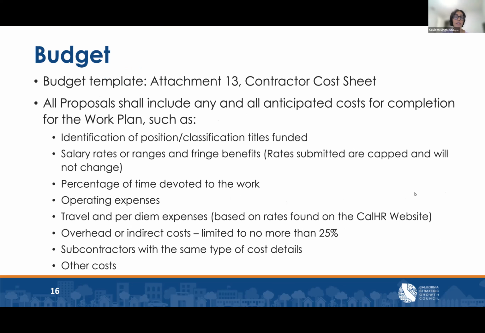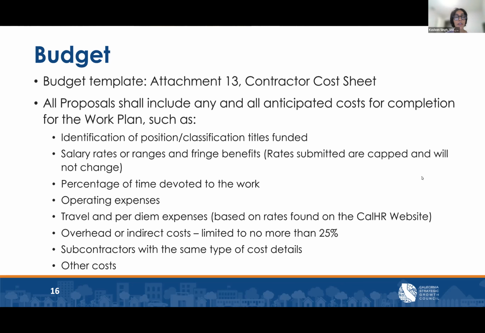Attachment 13 provides a budget template, which bidders can modify to fit their needs. All proposals must include all anticipated costs for the work plan, including identification of position and classification titles that are funded. On these, please don't list names, because if there's any turnover or change in the project team, we would have to do an amendment, and we would like to avoid that if possible.